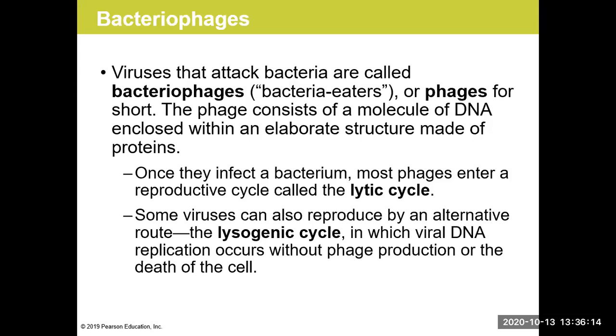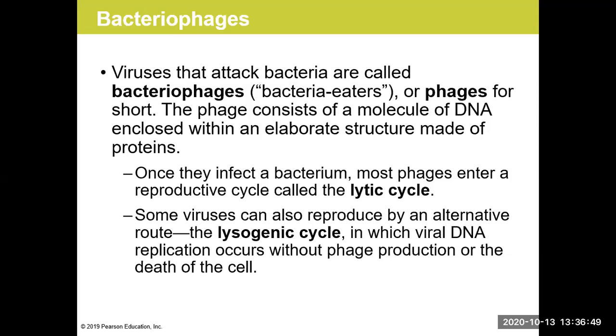Just like viruses can attack human beings and other animals, similarly, viruses can also attack bacteria. And those viruses are known as bacteria eaters, or scientifically they are called bacteriophages, or simply phages for short. So the bacteriophage consists of a molecule of DNA and it might be covered by a protein coat. Once they infect a bacterial cell, most bacteriophages would enter a reproductive cycle called the lytic cycle. That means they make baby viruses and they totally lyse, they burst open the bacterial cell, and the baby viruses move out.